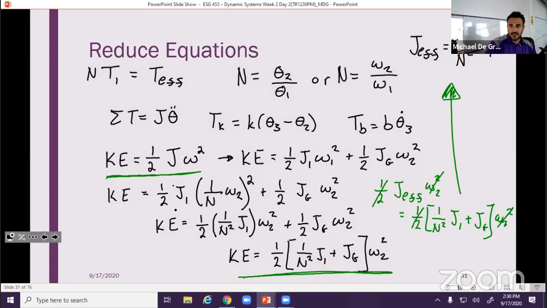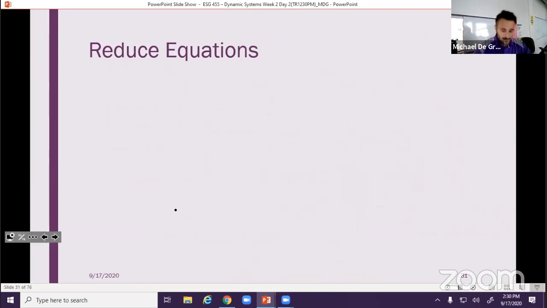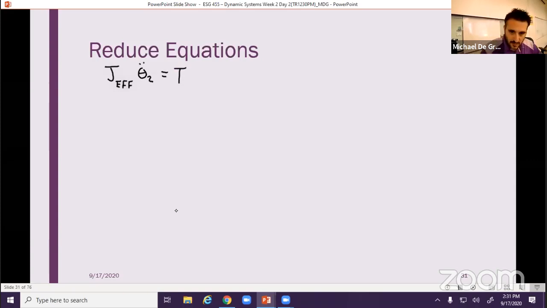It's a big idea, right? Because if we can chain that together and come up with J effective, then when we do our analysis later, we can use that. So if we're going to talk about this as J effective theta double dot 2, we're going to analyze J effective right now.